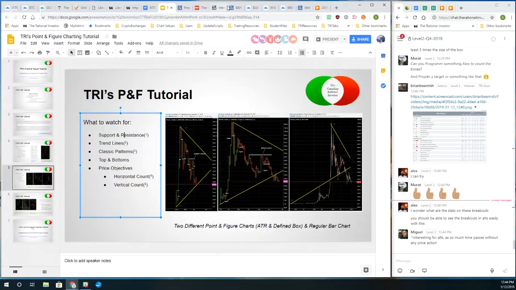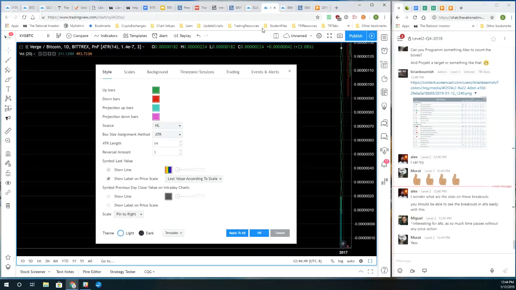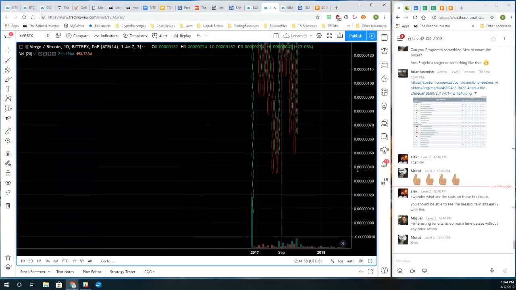Well, indeed, but if anything, that's good. And Miguel says here, interesting for alts as so much time passes without any price action. So do you understand, Miguel, how a guy who was following altcoins, number one, you're going to have to look at the individual coin to try and figure out what the minimum threshold is for what your box size is going to be, kind of like what I did with Verge here. Even with the ATR settings, that doesn't really give me a lot to work with.